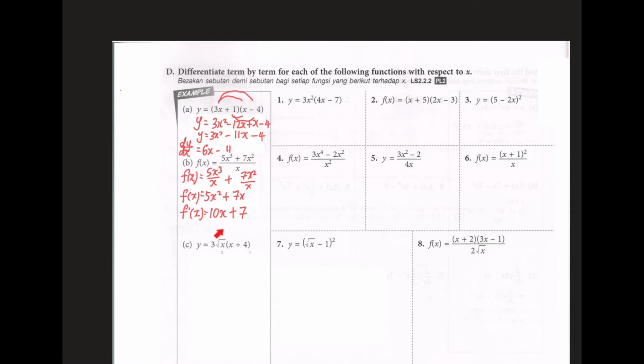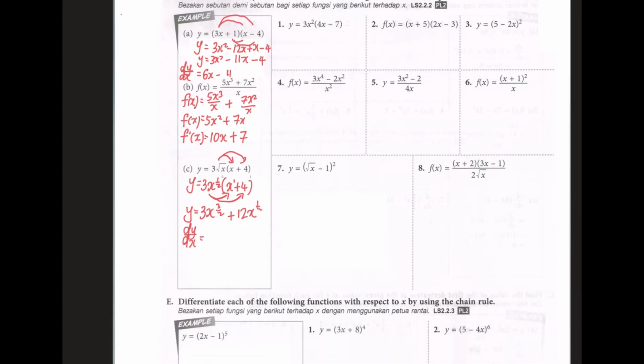Now we look at C. We can multiply also. So we can multiply this with this with this. Where we have to know that the square root x there is x to the power of 1 over 2. So when you multiply this with this and with this, what happened then is 3x, this is power 1. Power 1 and power half, when you multiply, you have to add up the power. So 1 plus half becomes 3 over 2. Plus 12x power half. Then we can start dy dx.